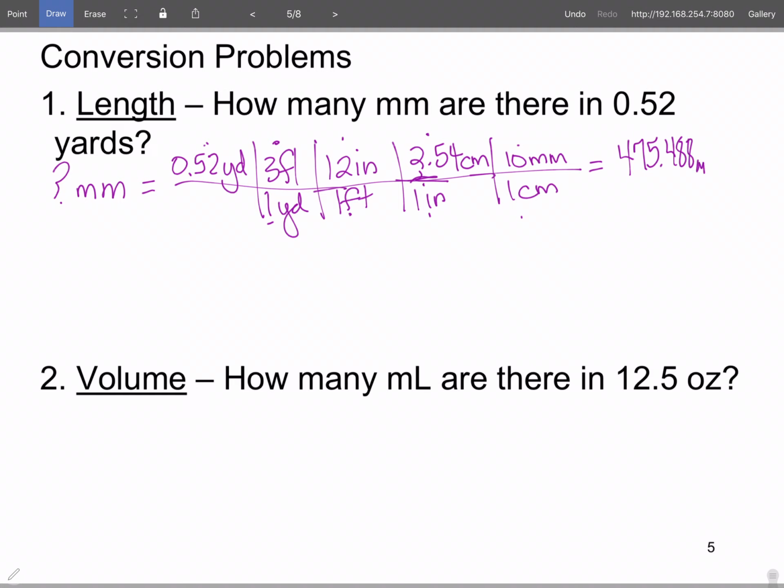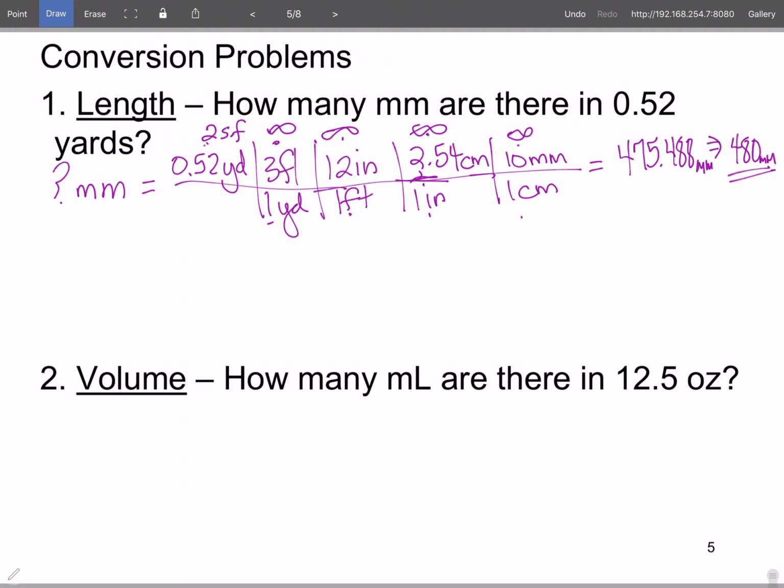millimeters. We're doing millimeters. Okay, so if we go back and look, this is two significant figures. This one is infinite. This one is infinite. This one was an exact, so it's infinite. And this one's metric, so it's infinite. So we will report it in two significant figures. So it's going to be 480 millimeters would be my final value.